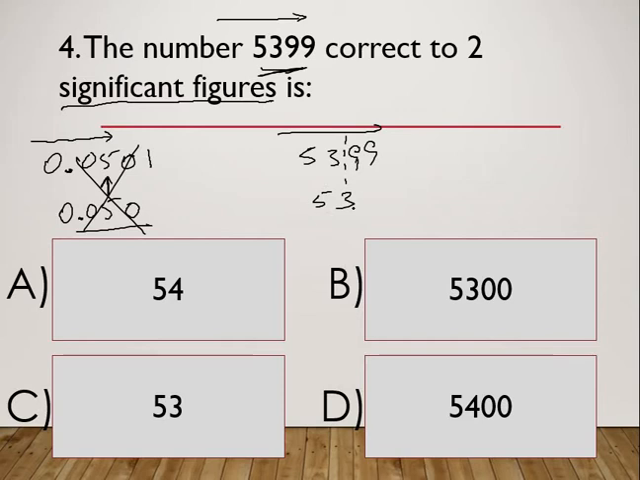It's true that 53 has 2 significant figures, right? But look at these numbers. Compare them. This is 5,399 and this is just 53. If we had money, this is $5,399 and this is $53. Would you exchange them? Of course not.